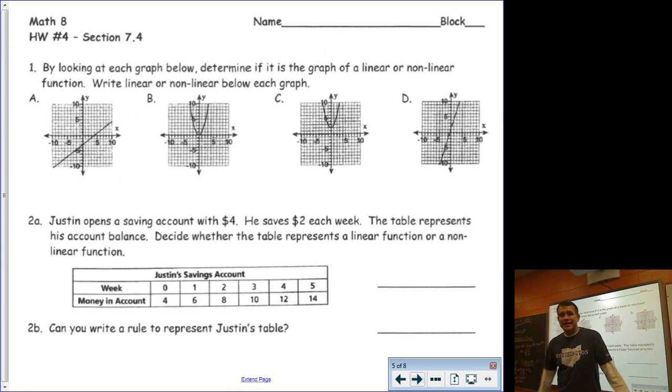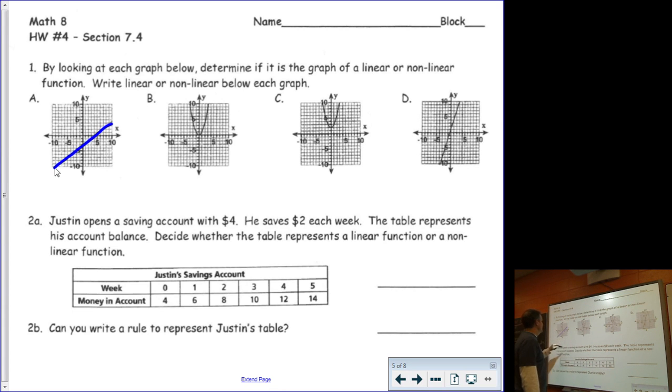All right, let me go through how to do these. Most of these are one of two types. You are trying to determine if a graph represents a linear situation or not, and you're trying to decide if a table of ordered pairs would be linear or not. So, graphs are very easy, right? A graph is linear if it makes a straight line. It is not linear if it doesn't.